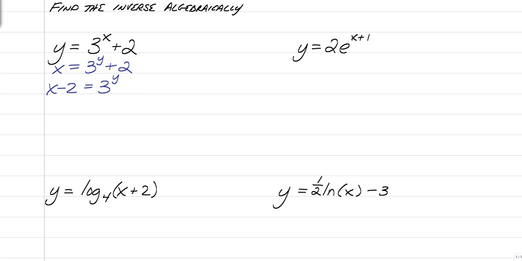Now, this is the part where we have to remember our intro to log video, where we would have to take an inverse to get y by itself. And what you had to do was take log base 3, and that would cancel those two out. But when you're doing that, you actually have to take log base 3 of both sides. So after you do that, you end up with log base 3 of x minus 2.